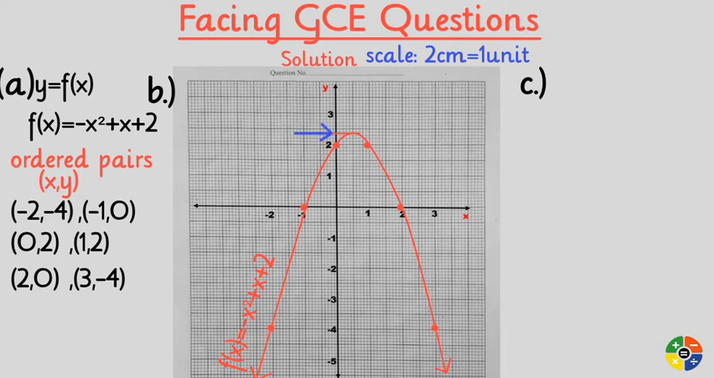Recall that our scale is 2 centimeters to 1 unit. 2 centimeters has 10 subdivisions. This means that the value of one subdivision is 1 divided by 10, which is equal to 0.1. So the maximum turning point is y is equal to 2.3.